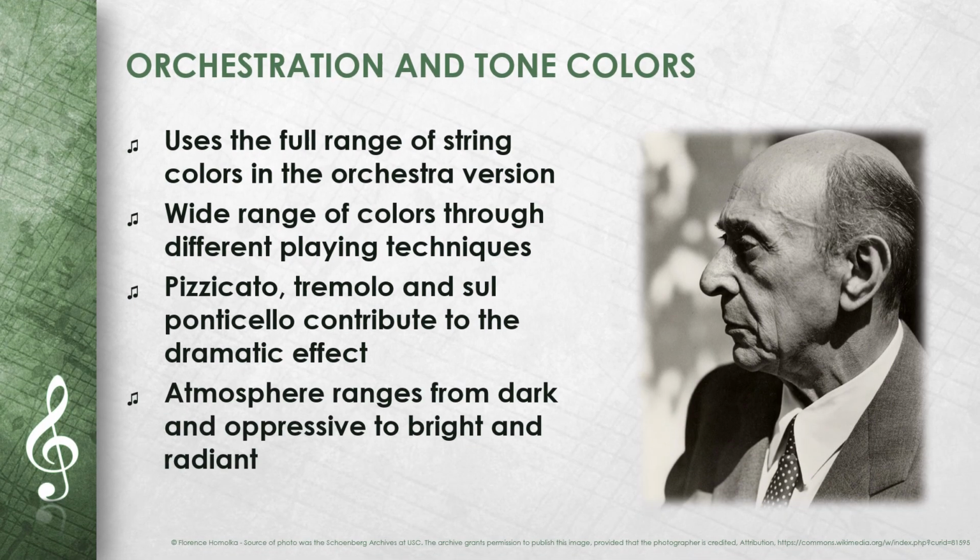In the version for string orchestra, Schoenberg utilizes the full sound palette of the strings. He uses different playing techniques to create a wide range of timbres. Pizzicato, tremolo, and sul ponticello contribute to the dramatic effect. The strings create an atmosphere that ranges from dark and oppressive to bright and radiant. The orchestration underlines the emotional development of the story.